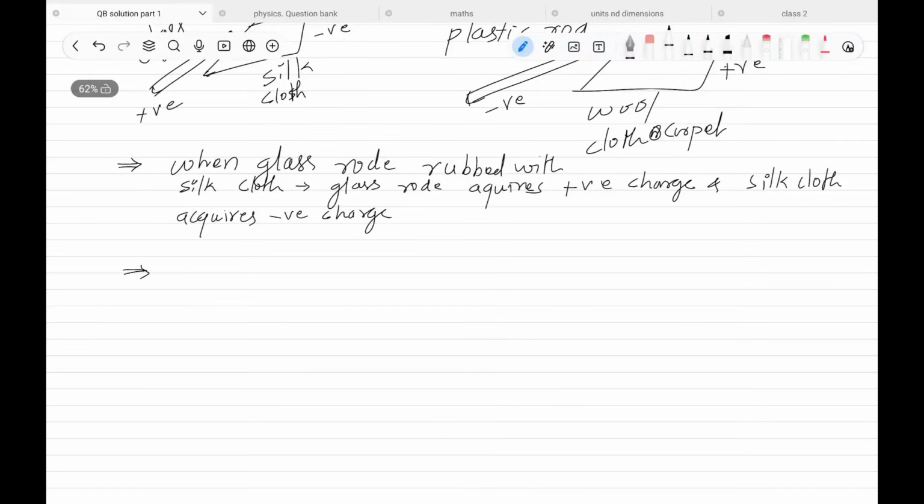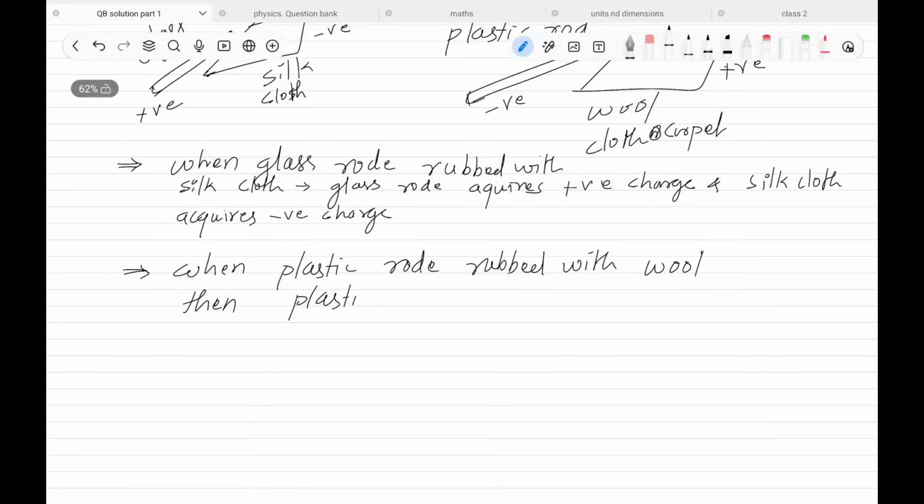Similarly, when plastic rod is rubbed with wool, then plastic rod acquires negative charge.